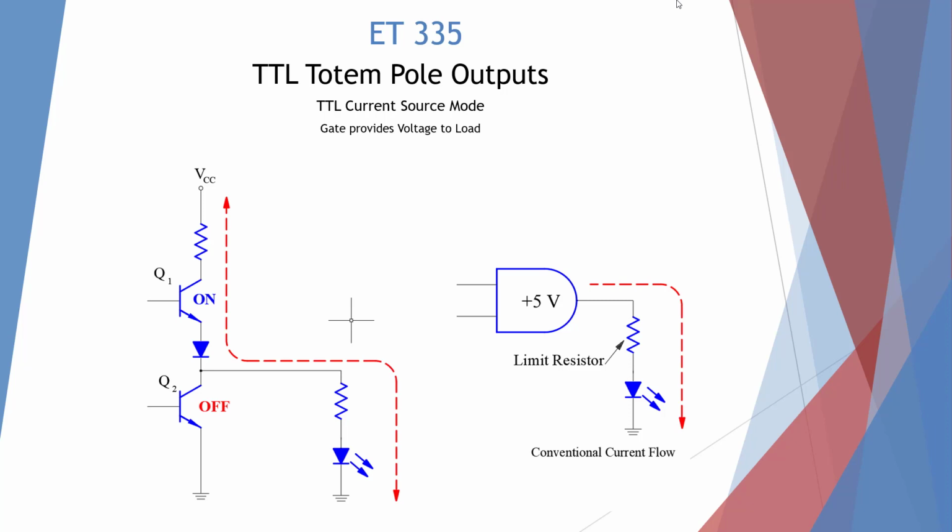Here we're looking at internal TTL totem pole circuits, and what we have are two current modes, sourcing and sinking. This is sourcing, where we're going to provide voltage to the load, a high. The top transistor's on, the bottom transistor's off, and we have a direct path from battery to our load. So with conventional flow, we have a high. Anytime we have a high, it is considered sourcing.